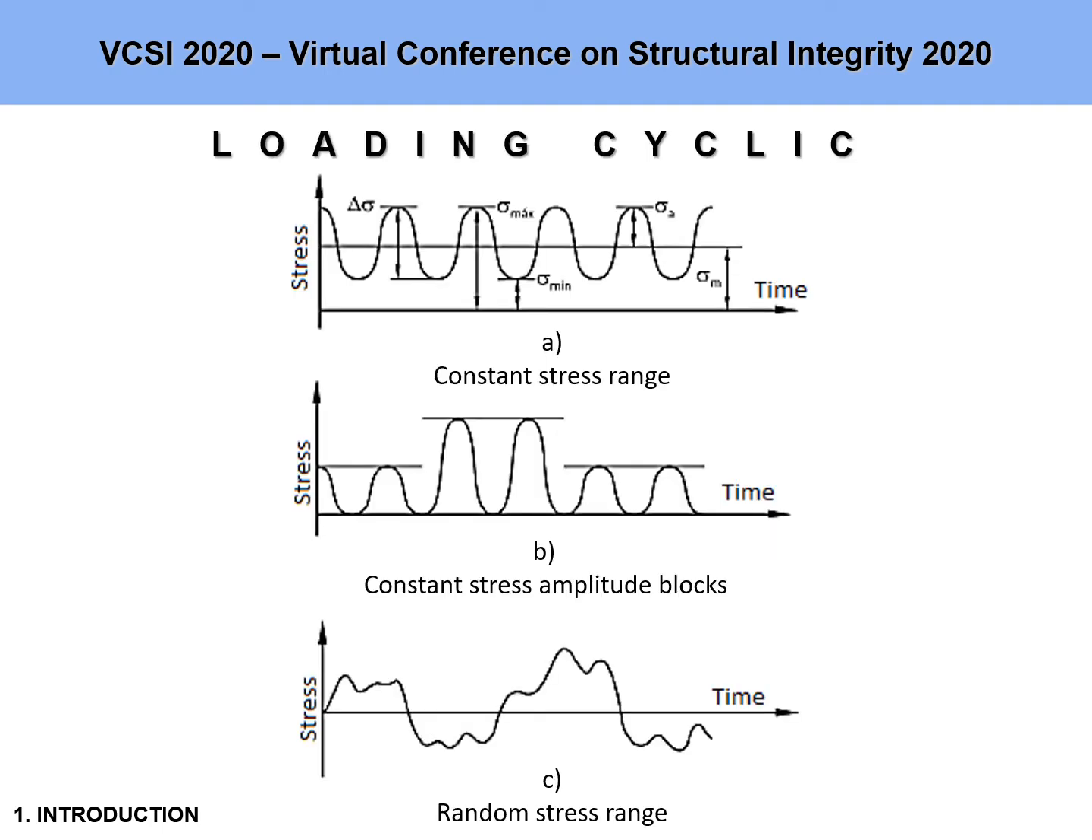To study fatigue failure, the most common cyclic loadings are constant stress range, where the cyclic load during a period is constant, stress amplitude blocks, and finally, random stress range, which, like the name says, implies that there are different and random values of load.